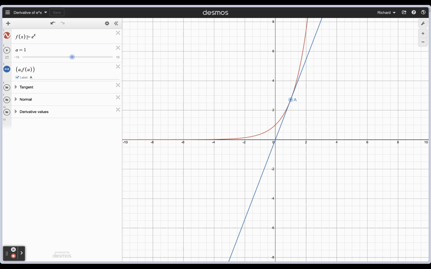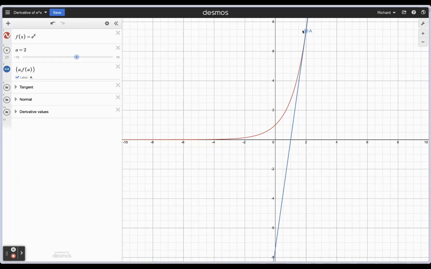Okay, so when I graph that function, there it is, and you can see that I've got my blue tangent line here, and I've got a point A here that moves through. So here A is equal to 1, and then we've got a particular gradient value at 1. Here is A equal to 2, and we've got a particular gradient at A equals 2.